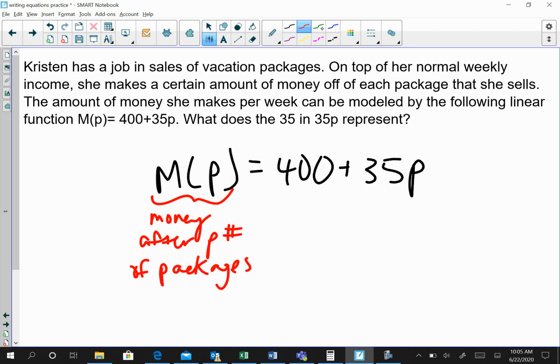So now let's define the other parts. I have this 400. Why does it not change color for me? I have this 400 and I have this 35P. I swear, it's stupid. 35P.